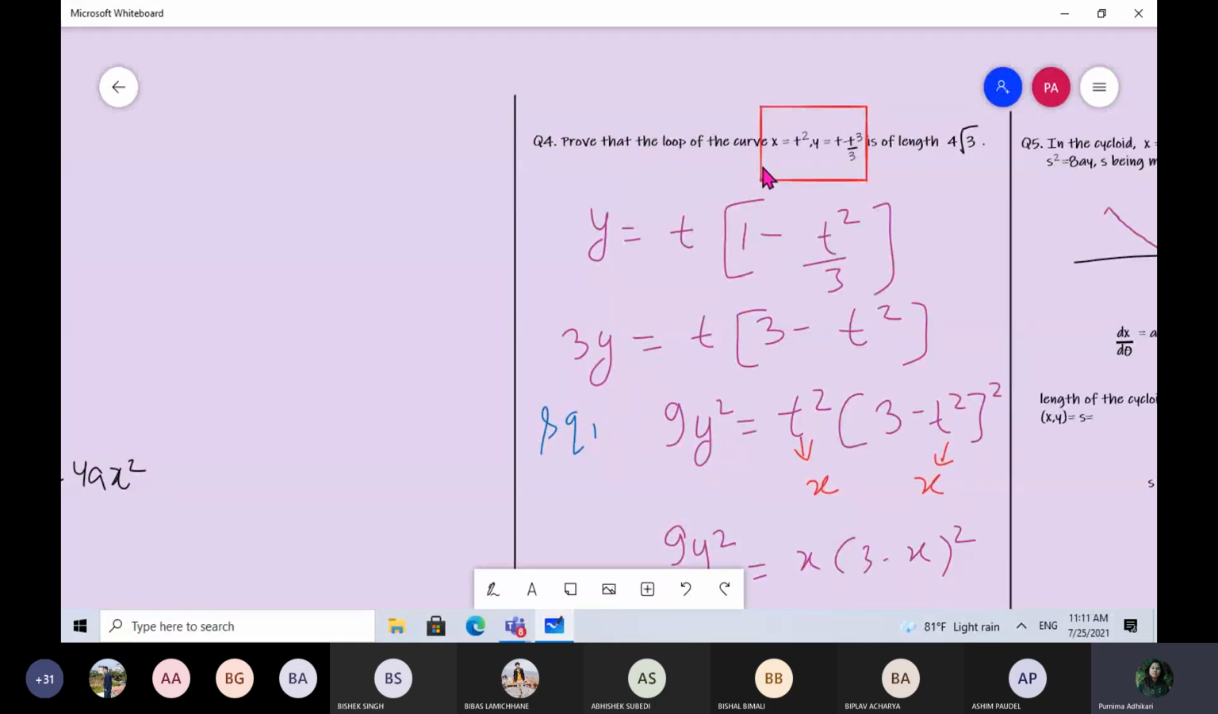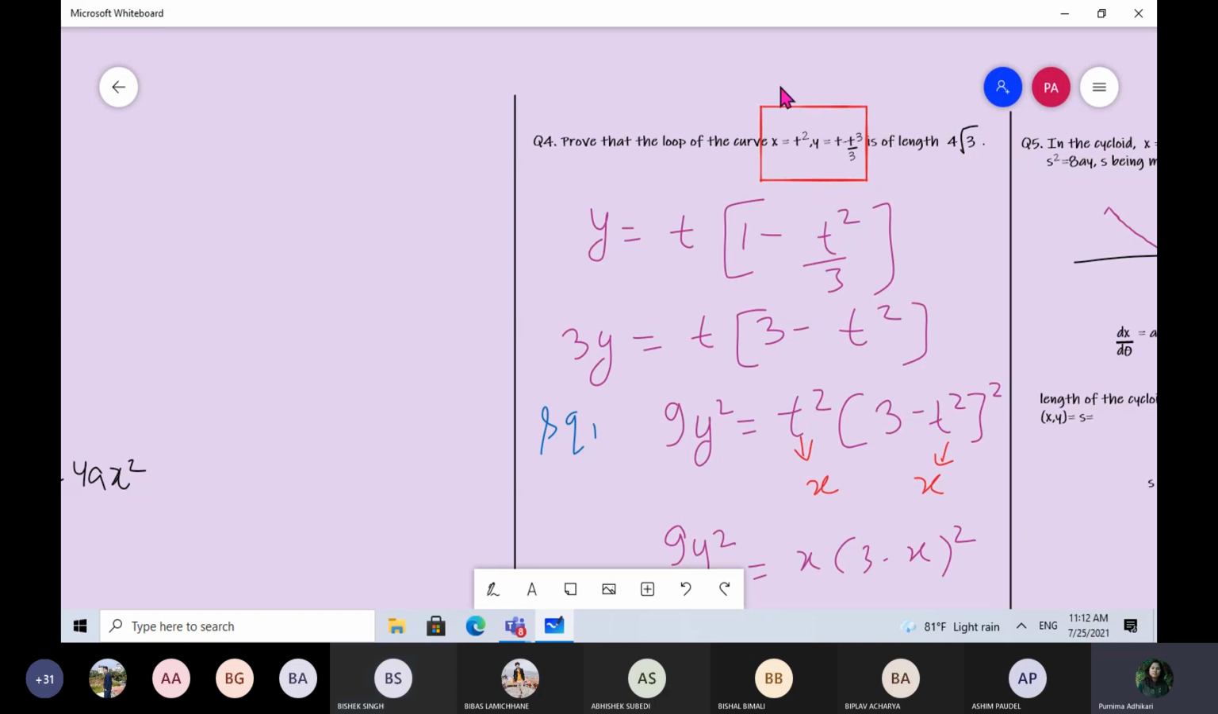So prove that the loop of the curve and तिमीको यसपछि क्लास छ? विशाल? Do you have class right after this? Computer class, no, ma'am.